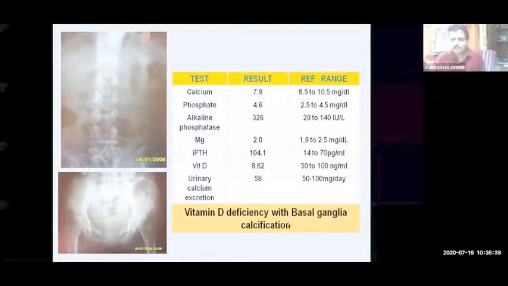Now the issue is, hypoparathyroidism is often associated with basal ganglia calcification, but we do not have much idea whether vitamin D deficiency can have basal ganglia calcification or not.